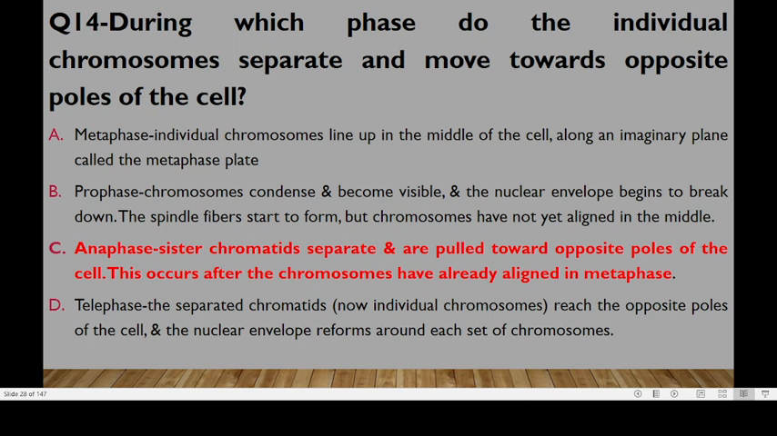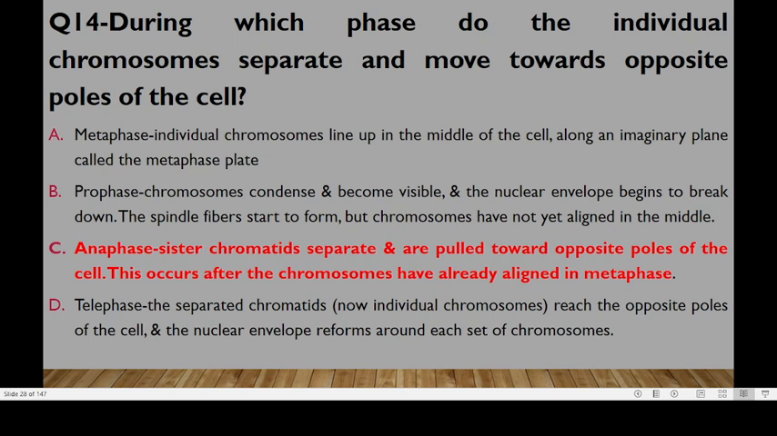Prophase is where chromosomes condense and become visible, and at the end of the process, the nuclear envelope normally breaks down. Spindle fibers start to form, but chromosomes are yet to be aligned in the middle, right?